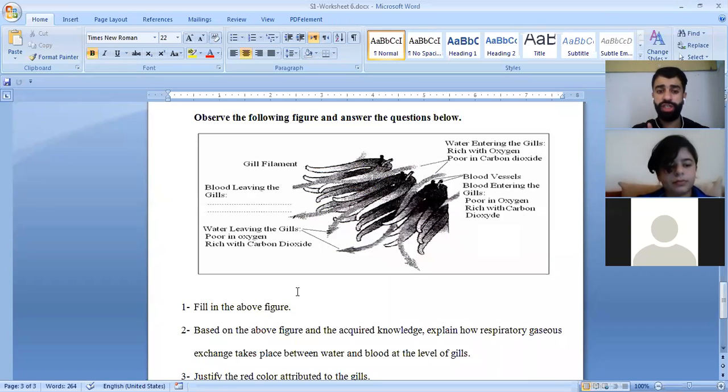The fish uses the oxygen and releases the carbon dioxide. Okay, thank you, Adnan. Let's move to Zahra. What do you think about this? Can you give me an explanation? Zahra?